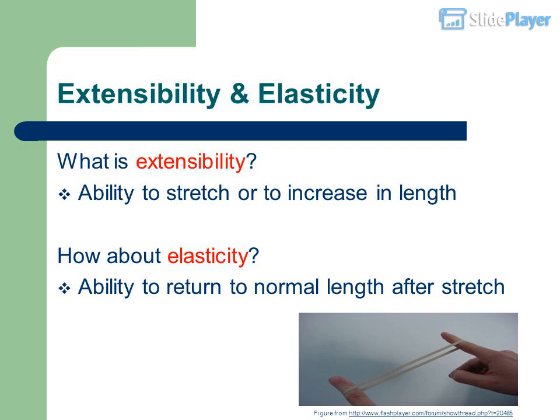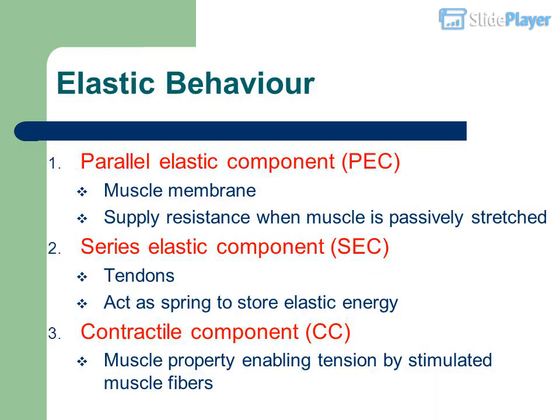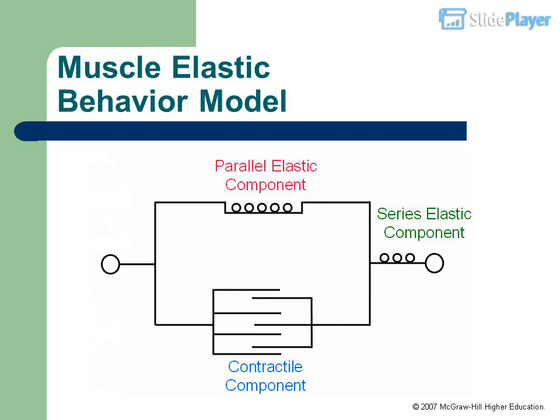Elastic behavior: parallel elastic component, PEC. Muscle membrane. Supplies resistance when muscle is passively stretched. Series elastic component, SEC. Tendons. Act as a spring to store elastic energy. Contractile component, CC. Muscle property enabling tension by stimulated muscle fibers. Muscle elastic behavior model.